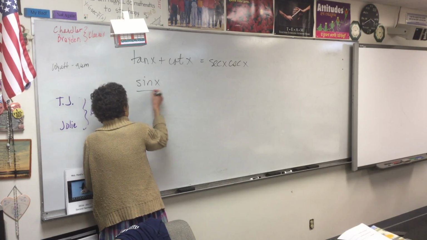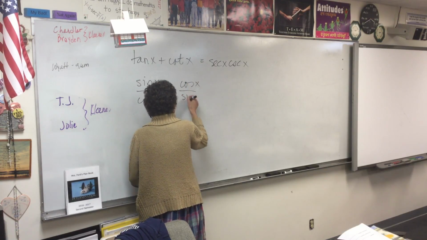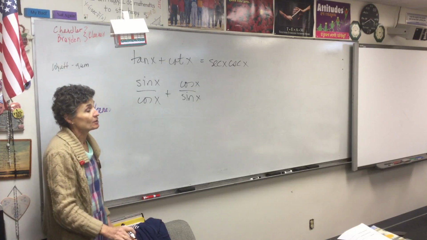Tangent is sine over cosine, and cotangent is cosine over sine. Now, if you don't have those memorized, you can't do that, and you will get a 0.